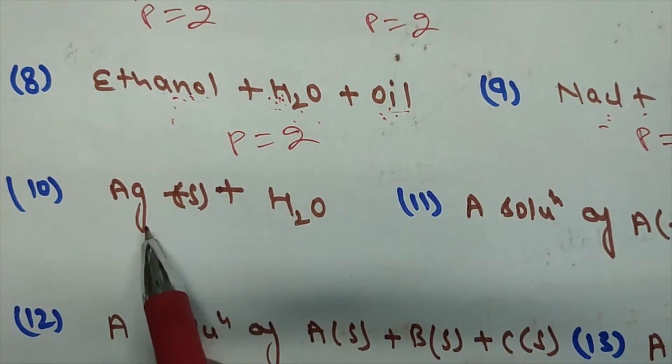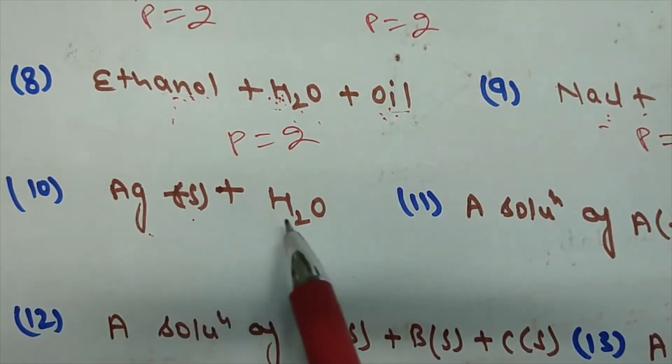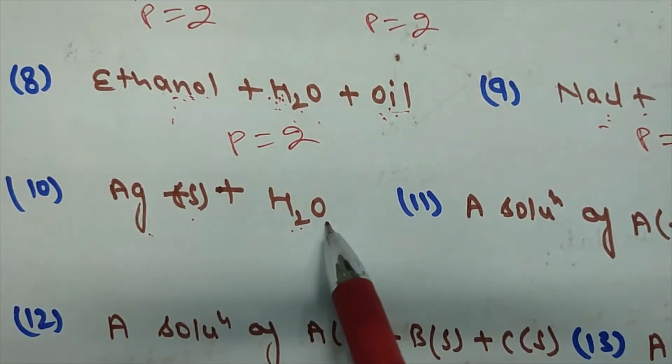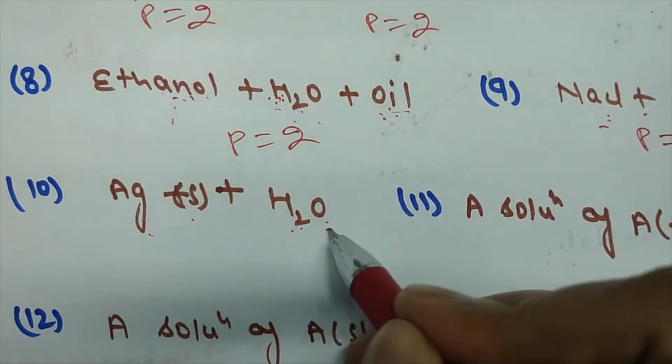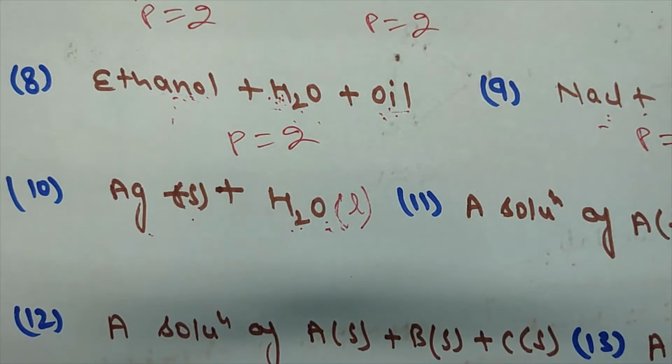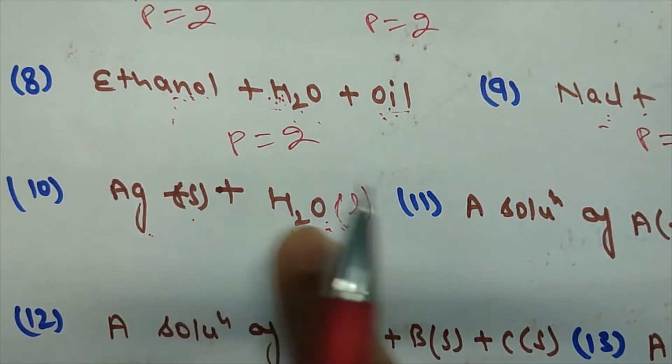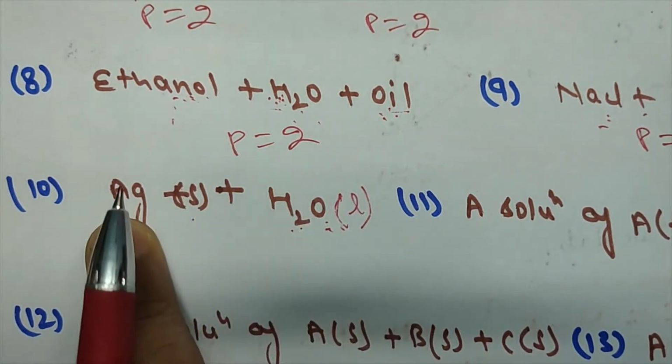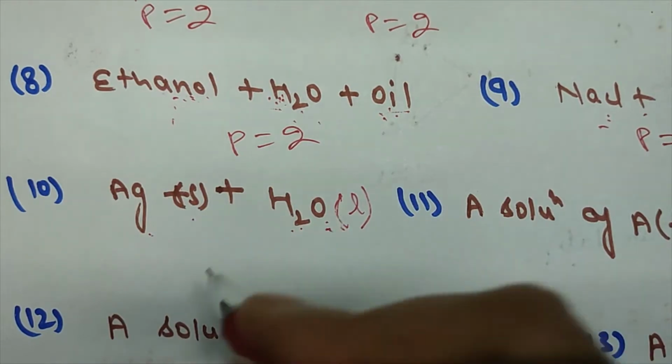Now here silver solid plus H2O. If it is not mentioned whether it is solid, liquid or gas, then you can easily assume that H2O will always be in the form of liquid. Then here is the solid, here is the liquid, and silver will never dissolve in water. Then phase will be 2.